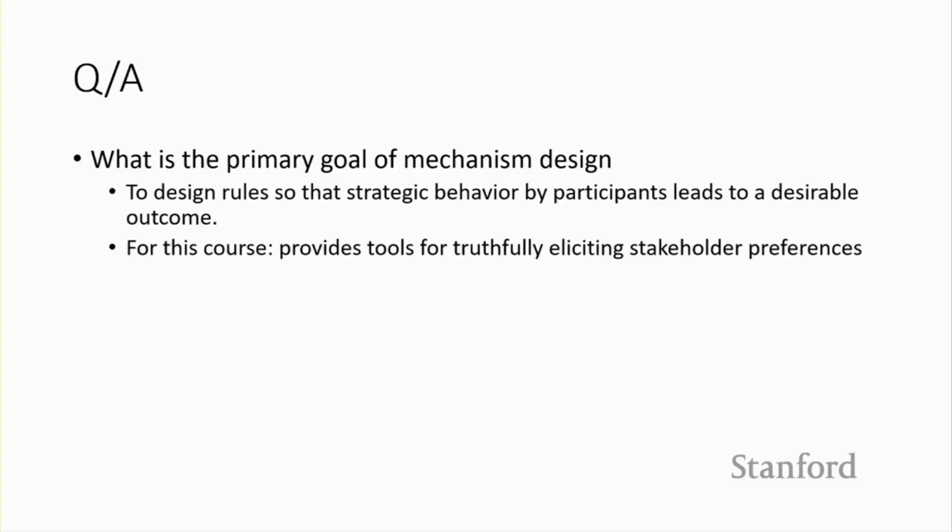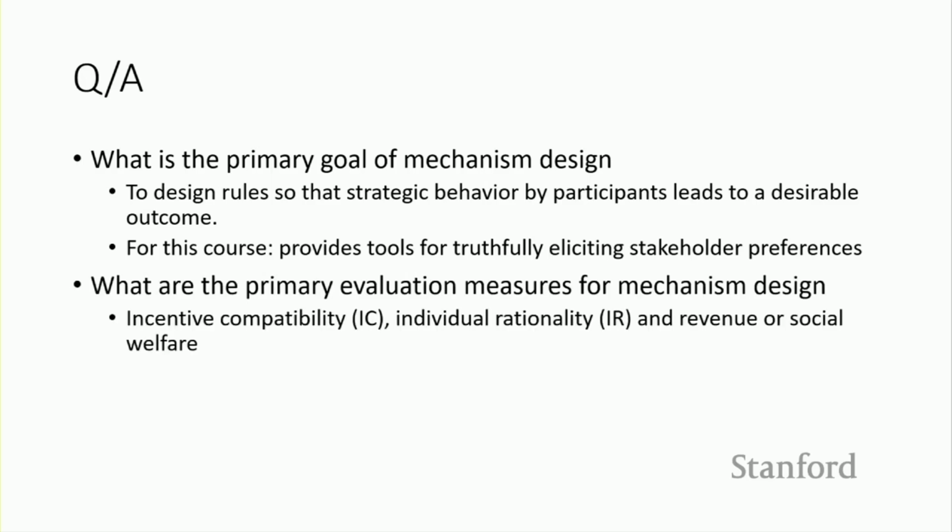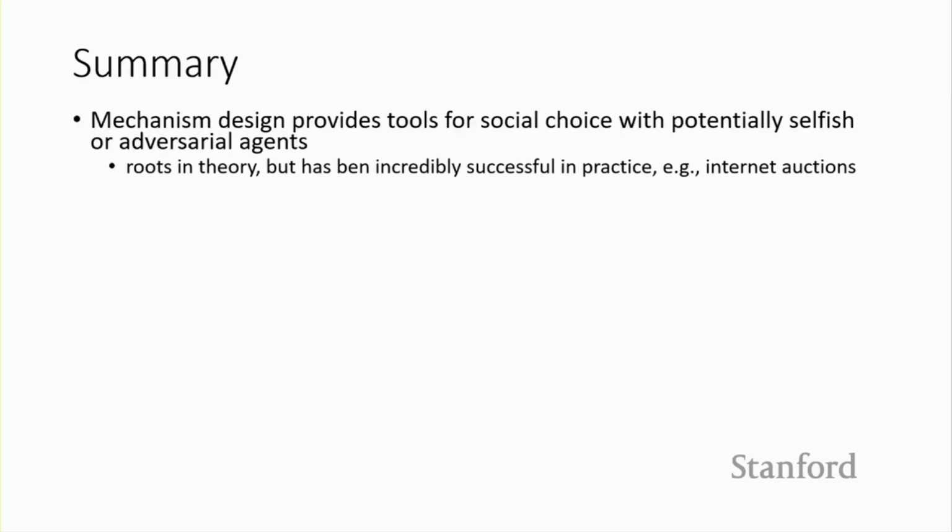So mechanism design designs rules so that strategic behavior by participants still leads to a desirable outcome. Here, we're mostly interested in how it engages with truthfully eliciting stakeholder preferences or optimizing. Some of the main evaluation measures include incentive compatibility, individual rationality, and then often revenue or utility tied to that, or some other notion of social welfare.